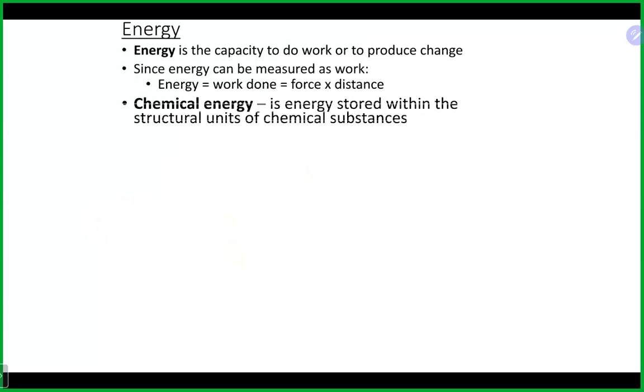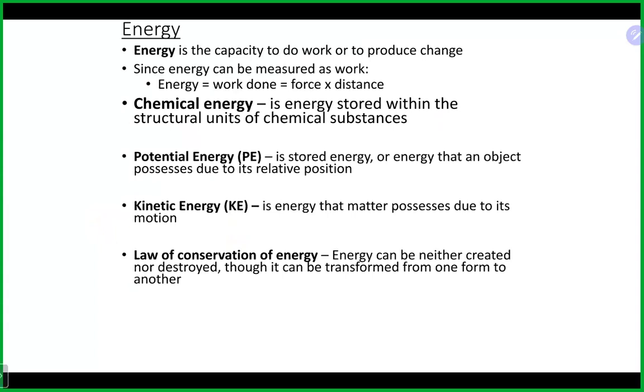Now, when we talk about energy, energy is the capacity to do work or produce change. And energy is the work that can be done, force times distance. There are different types of energy that we do come across. There's chemical energy, which is energy that's stored within the units of chemical substances. So, for example, if we make bonds or break bonds, which is essentially the only thing that happens when you have a chemical reaction occurring.